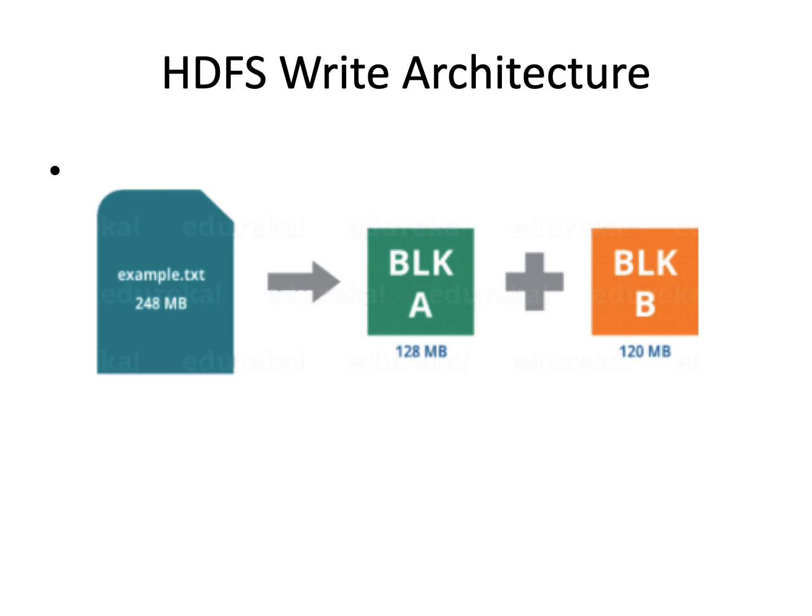Suppose an HDFS client wants to write a file named example.txt. We have a file of size 244 megabytes. The system is configured with a default block size of 128 megabytes. So the client will divide the file example.txt into two blocks, block A and block B. Block A will be of size 128 megabytes, and block B will have the size of 120 megabytes.